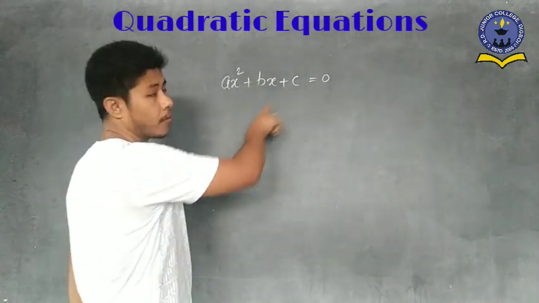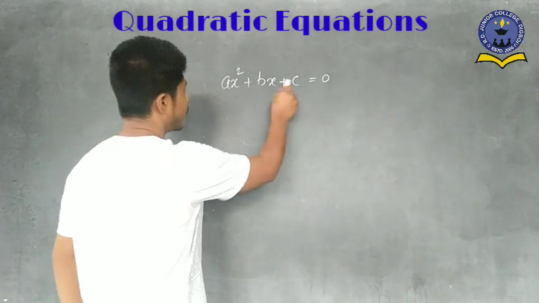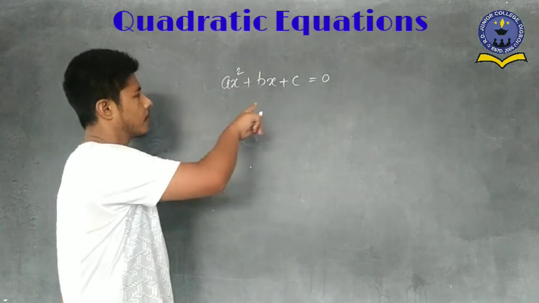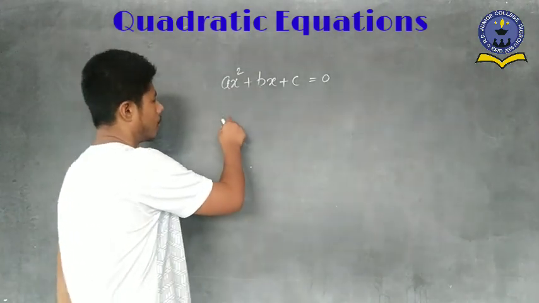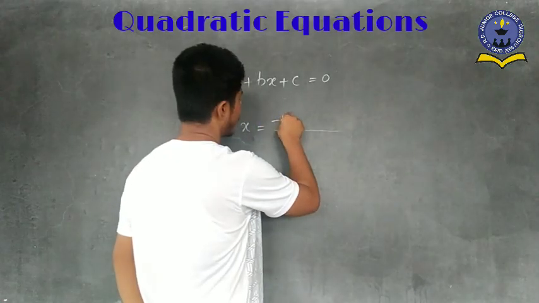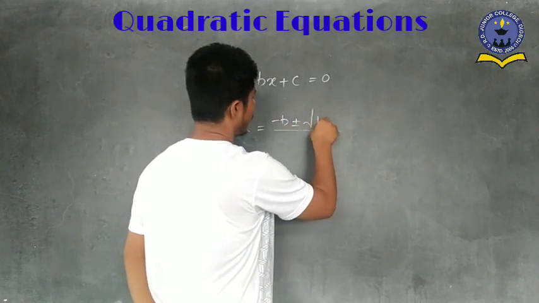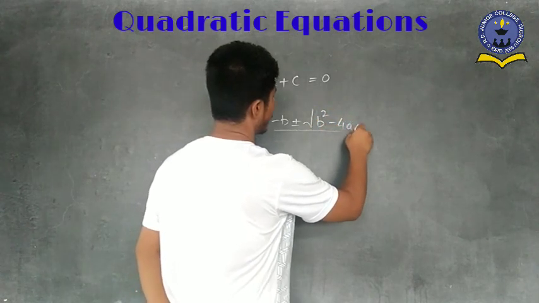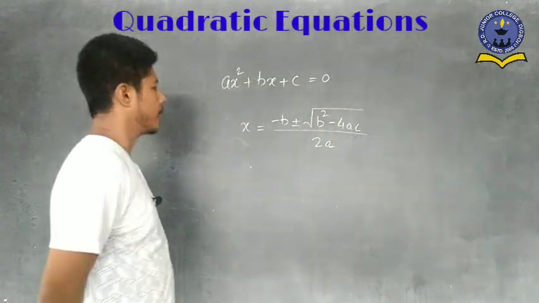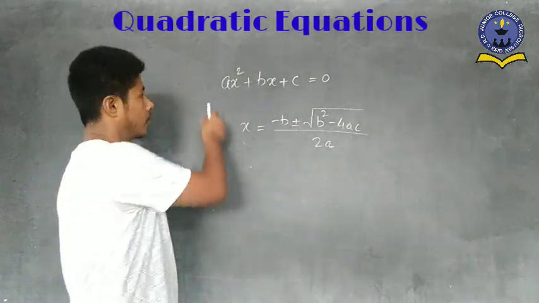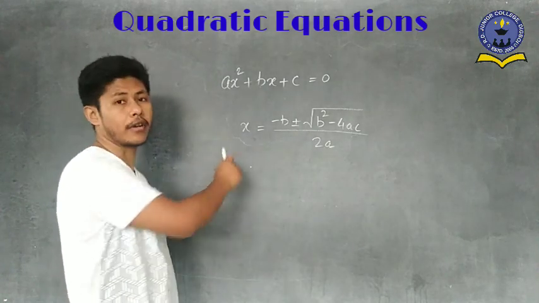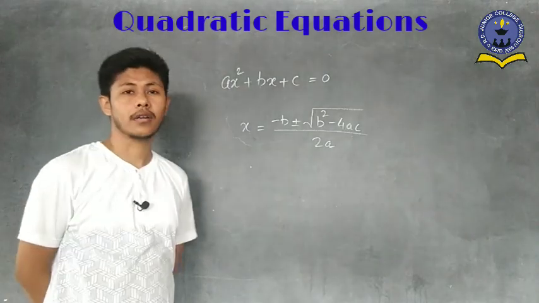So this is the general form of a quadratic equation, where a, b and c are real numbers, isn't it? With respect to this, we get a quadratic formula: x equal to minus b plus minus root over b square minus 4ac, divided by twice a. This quadratic formula is for the general form.